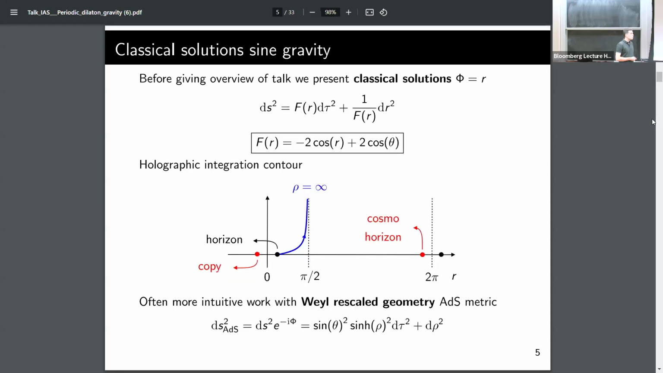What is that? Theta is, yeah, I didn't say that, thanks. Theta is the horizon value of the dilaton. So f of r vanishes when r equals theta. Since phi is r, this means that phi at the horizon is theta. So theta is a parameter of the solutions, labeling the area of the black hole or its energy.